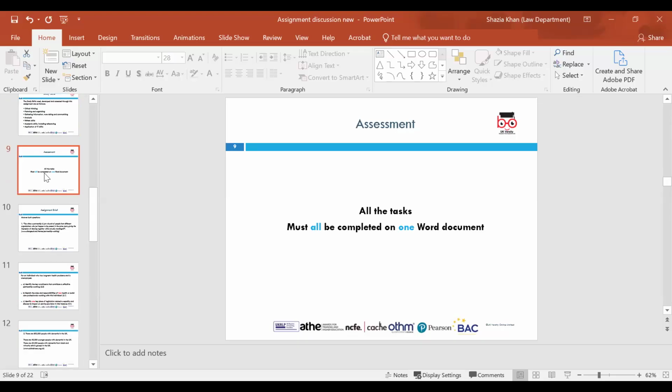So the assessment, all tasks must be done on one document, and it must be a Word document, no Google. It must be Word. You must be using Word all the time. Otherwise, your assignment will not get marked if it's not on Word.